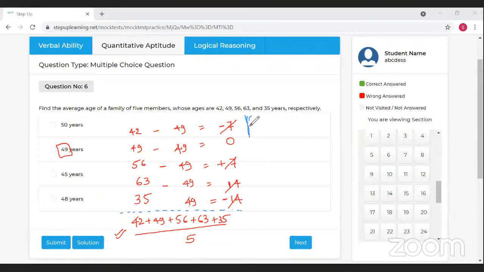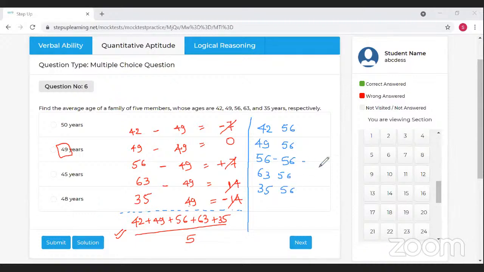All right, I don't know why I'm unable to draw a line. So now let's say that instead of 42, somebody assumed, you can assume any number. Let's say you assume that the average is 56. The numbers are 42, 49, 56, 63, and 35. So if the average is 56, everywhere you will write 56.